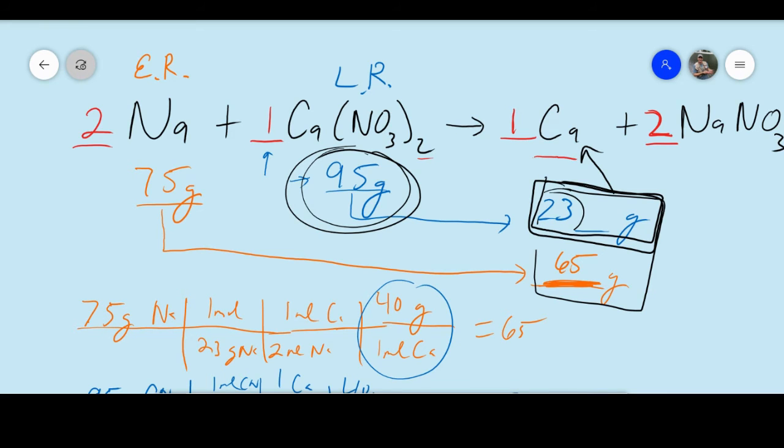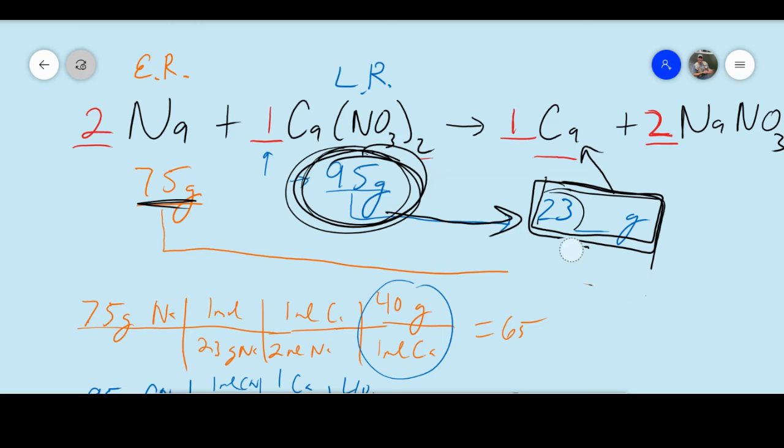That's like hypothetically, if we had a ton of calcium nitrate, 75 grams of sodium would make 65 grams of calcium, but we don't have enough of this, okay, to make that much. So because this is our limiting reactant, we're only going to be able to make 23 grams. This number is no good. Always, always, always, I cross that number off so we don't accidentally use it for something else because it's really useless. The only purpose in figuring out that number is to figure out which one is the limiting reactant.